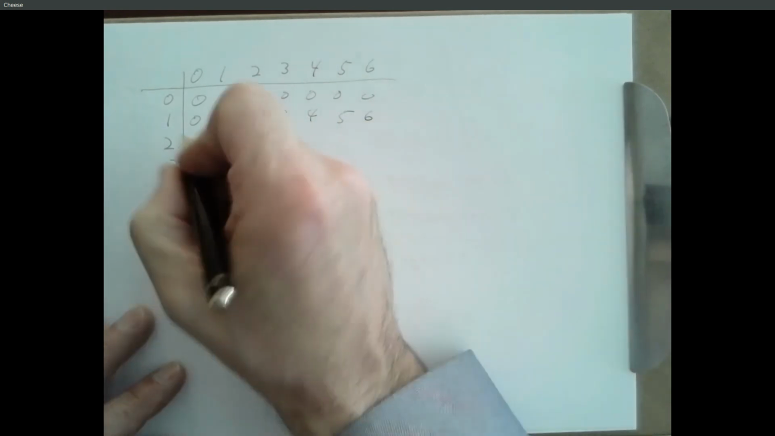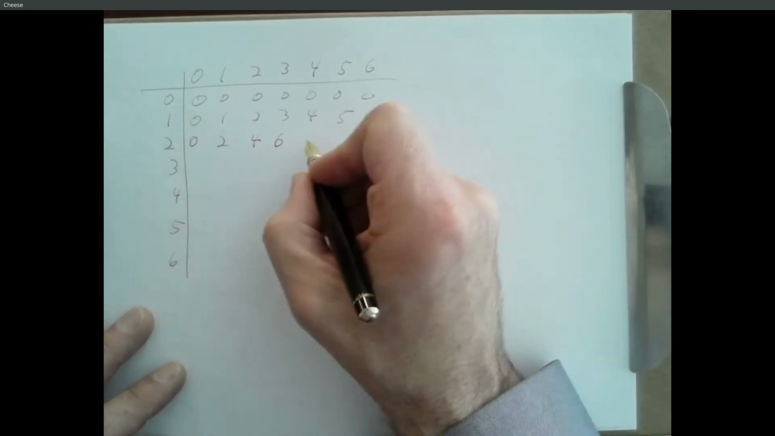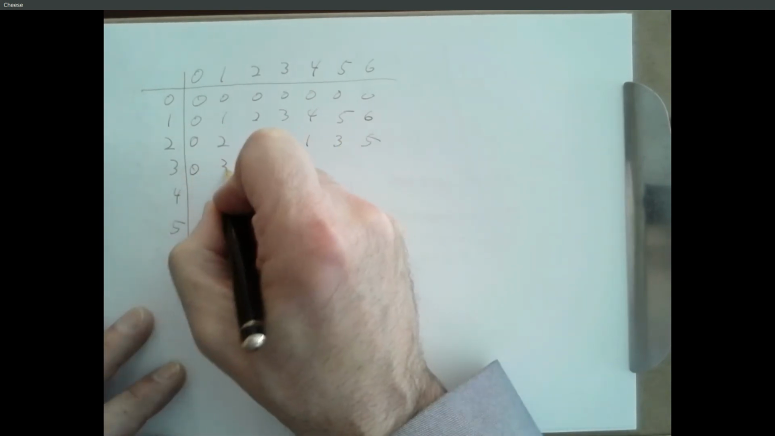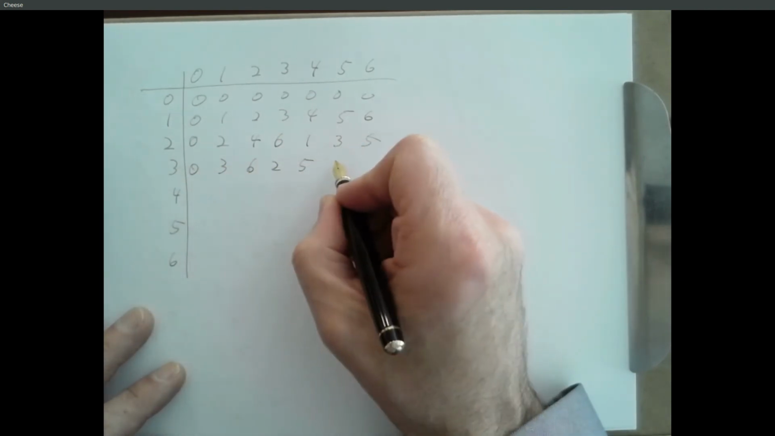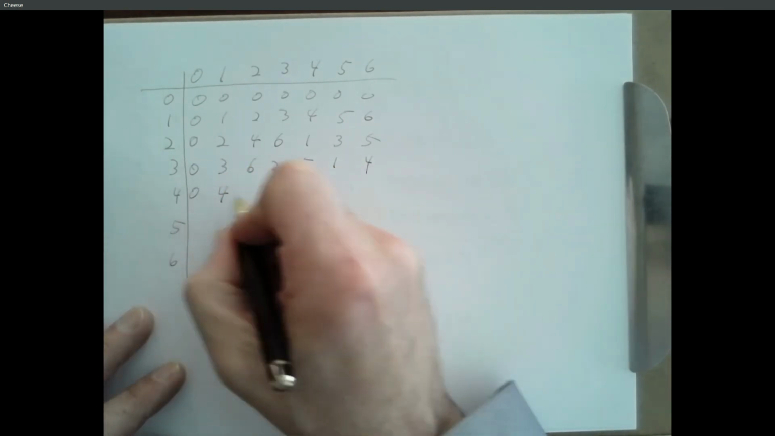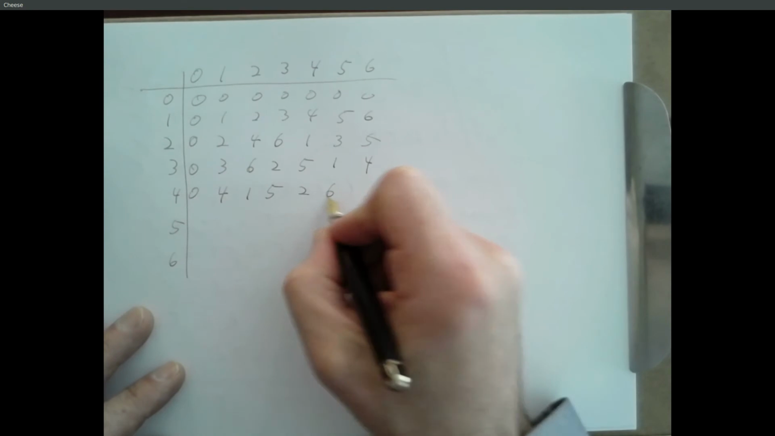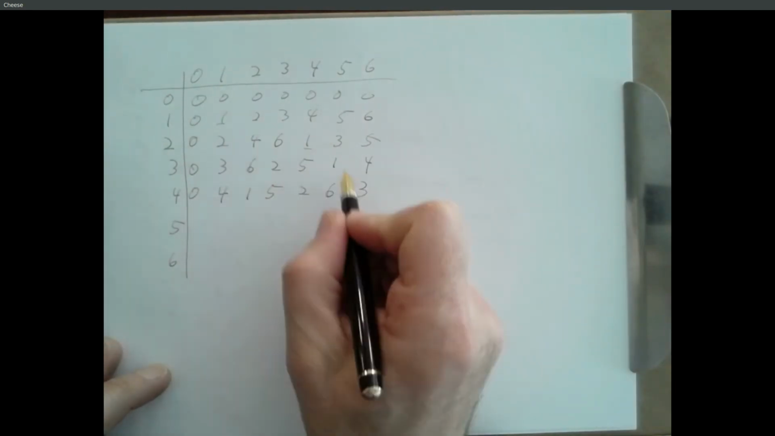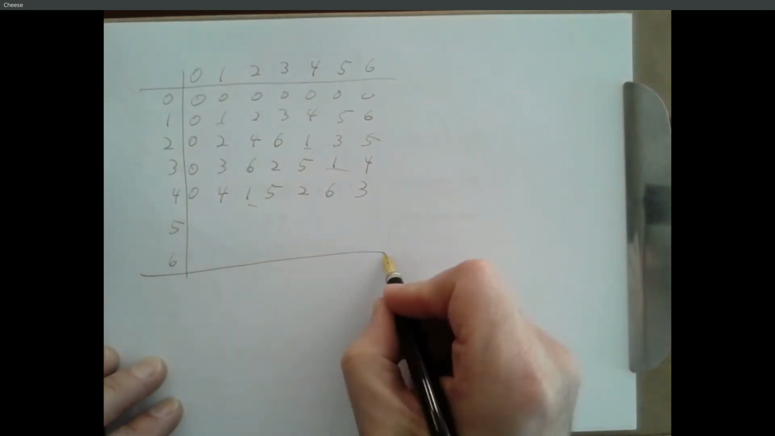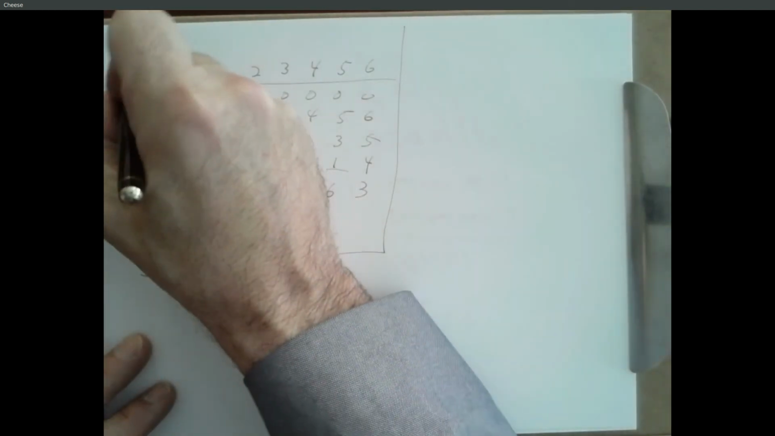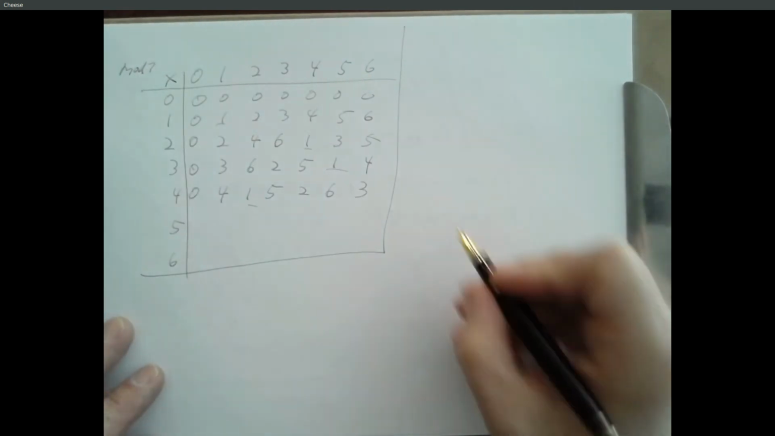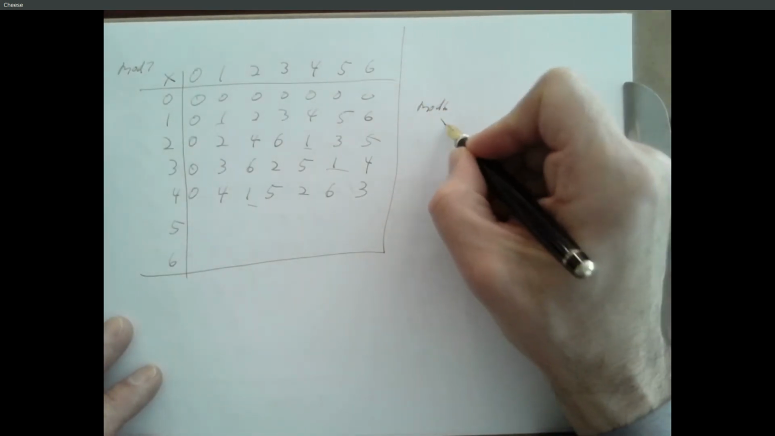So we can fill in one of these tables that we use in school. And so on. And what you'll find is that every row and every column has a 1 in it. That's how you know that everything has an inverse. So let me do a simpler one. So this is mod 7. This is multiplication. Let's do multiplication mod 6.